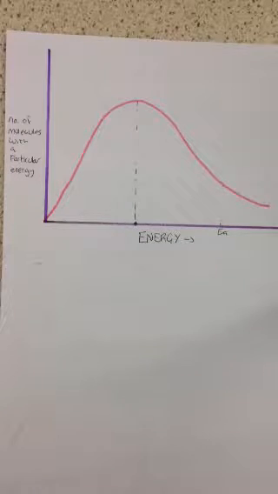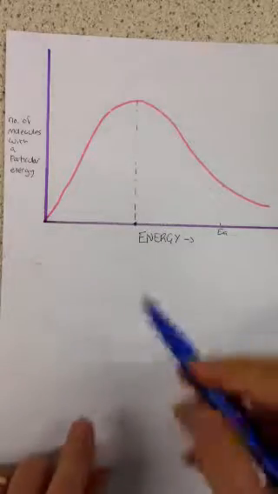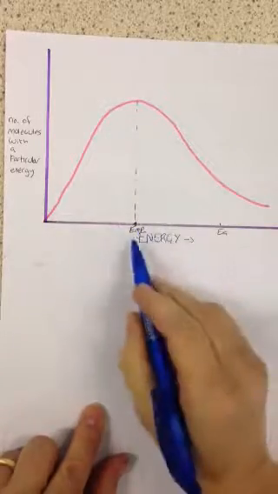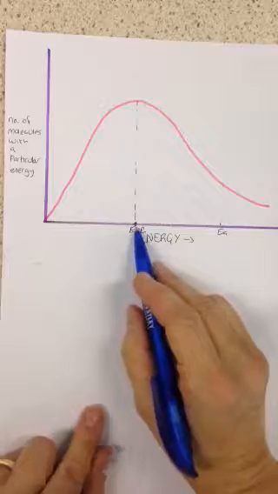This curve shows the Maxwell-Boltzmann distribution of molecular energies at a constant temperature in a gas at the start of a chemical reaction. On this diagram, you can see that the most probable energy at this particular temperature is given by this symbol here, EMP. So this is the most probable energy of the molecules.